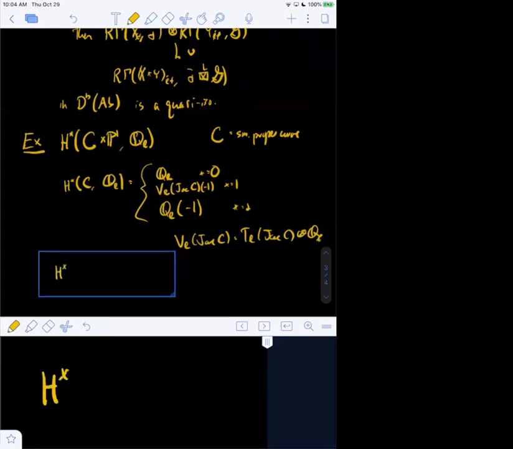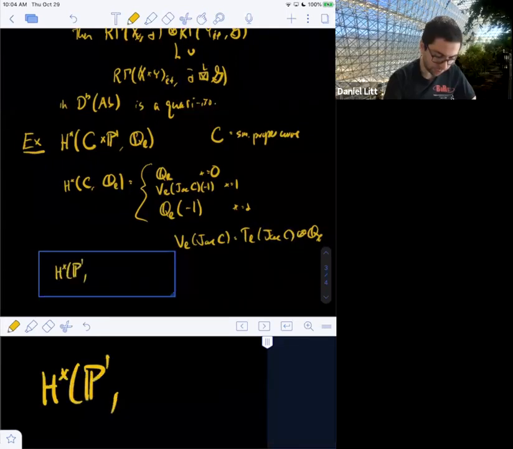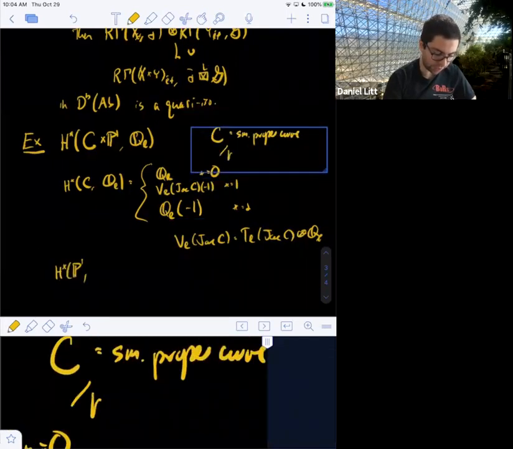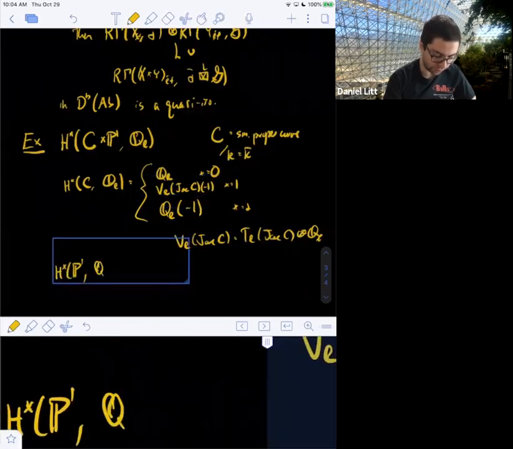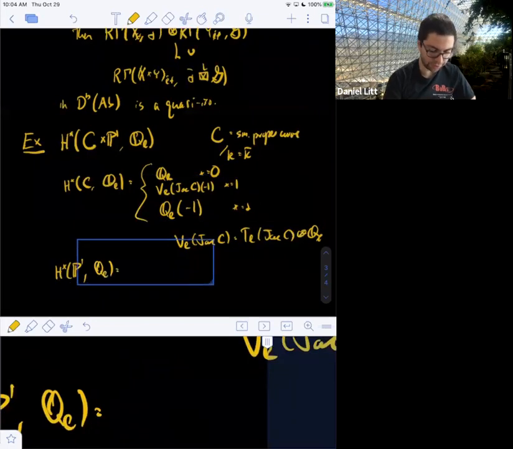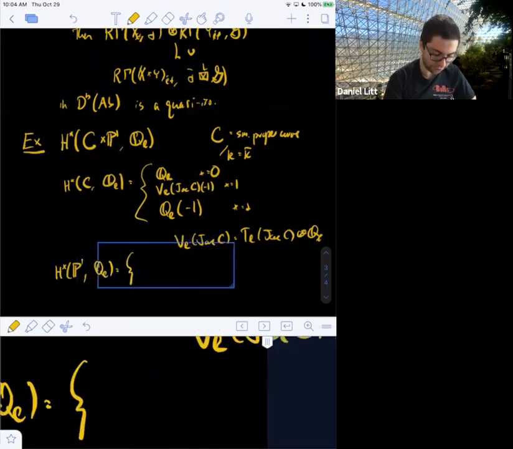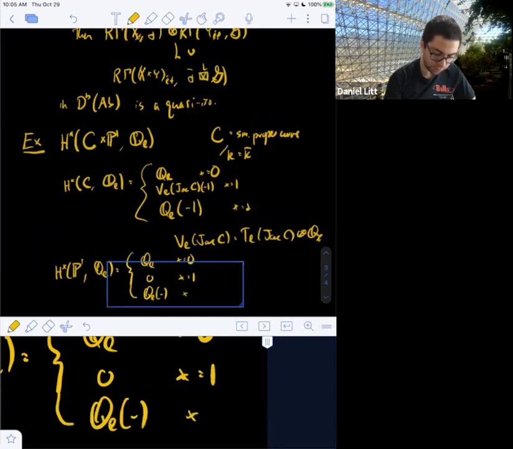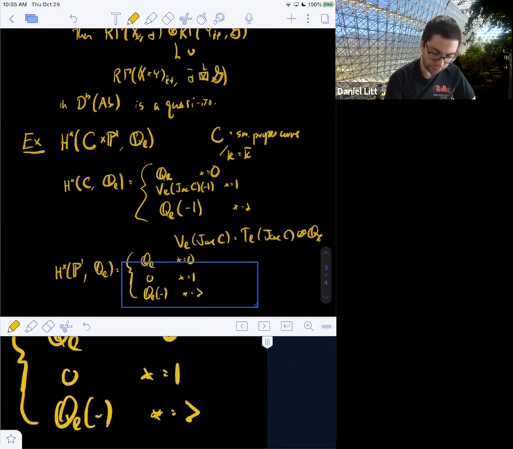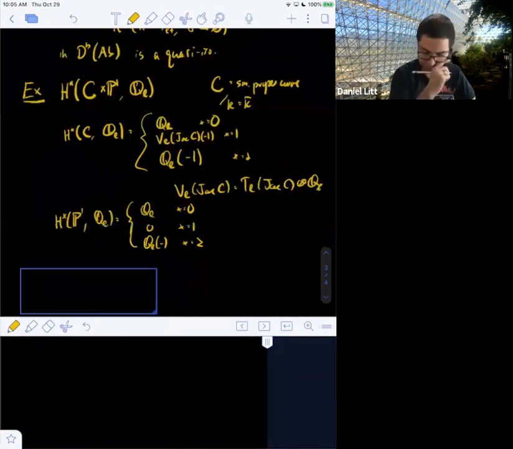All right. So then H star of P1. By the way, this is over K, an algebraically closed field. So H star of P1 with QL coefficients we can just write down because P1 is a curve: it's QL for star equals 0, 0 for star equals 1, and QL of -1 for star equals 2. So now what does that tell us about the product?